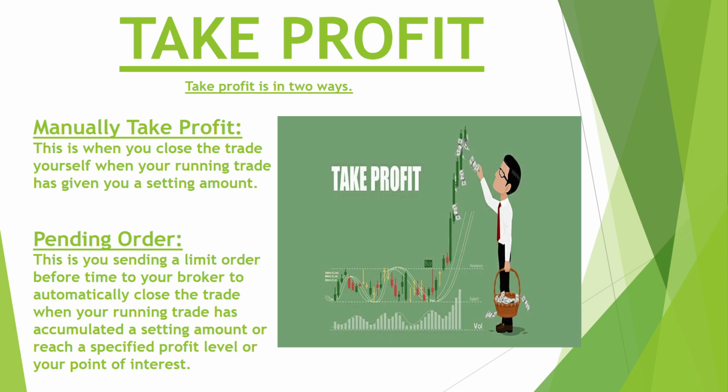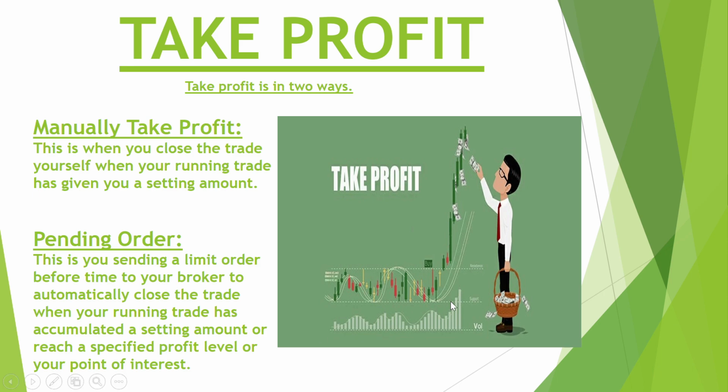Why pending order? This is you sending a limit order before time to your broker to automatically close the trade when your running trade has accumulated a certain amount or reaches a specific profit level. You have to place the order before the trade gets to your point of interest, sending it to your broker. My broker, when this trade gets to so and so level, please take me out. I'm okay with that profit. That's what is called pending order.